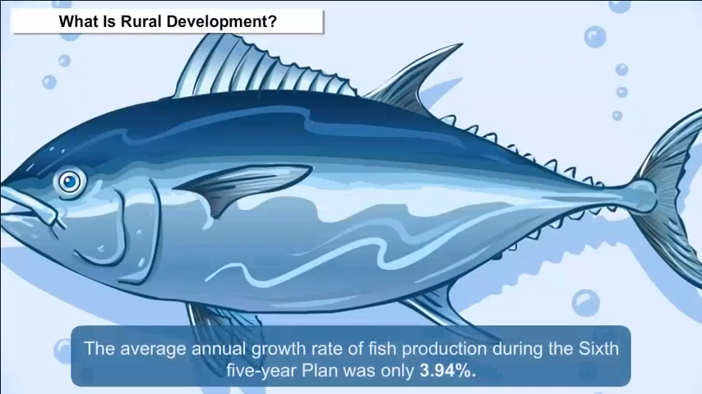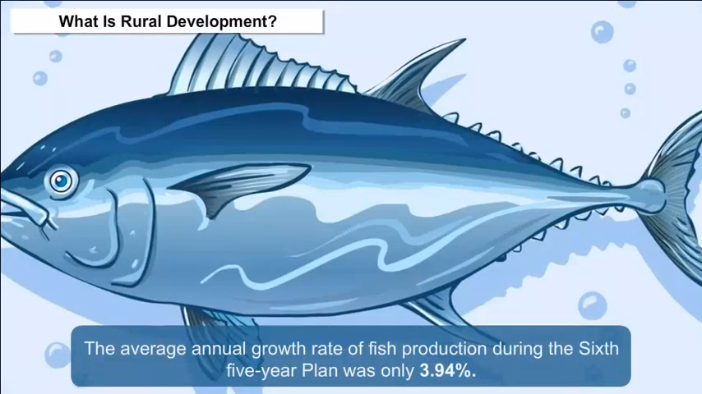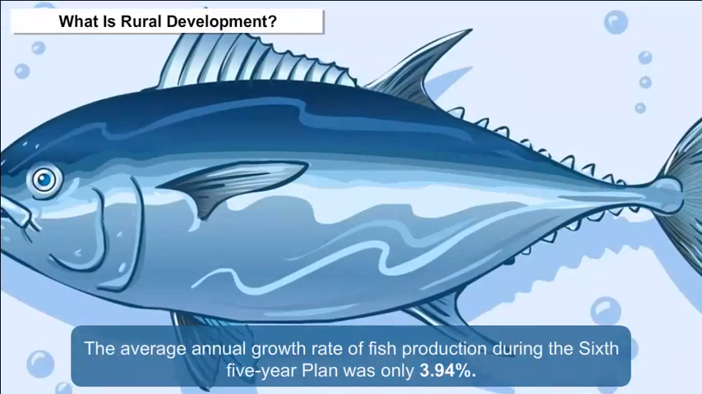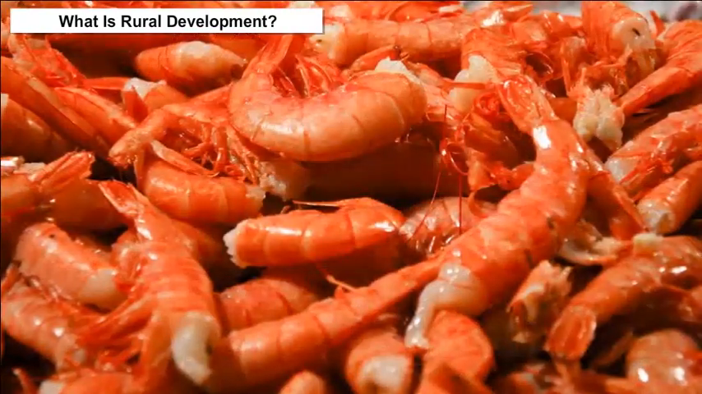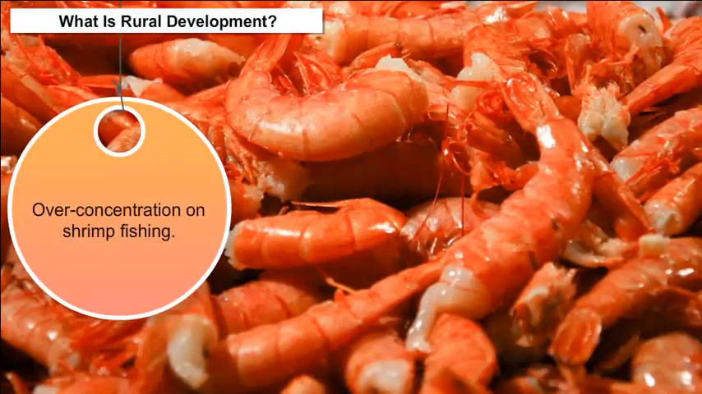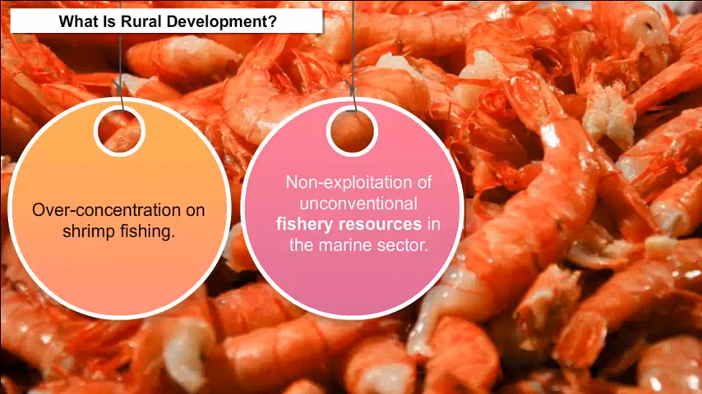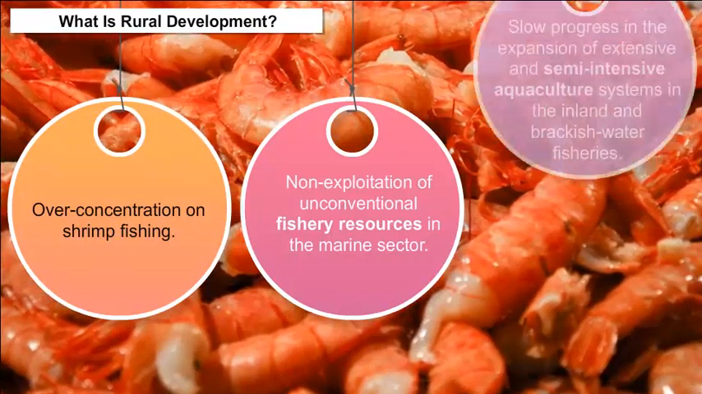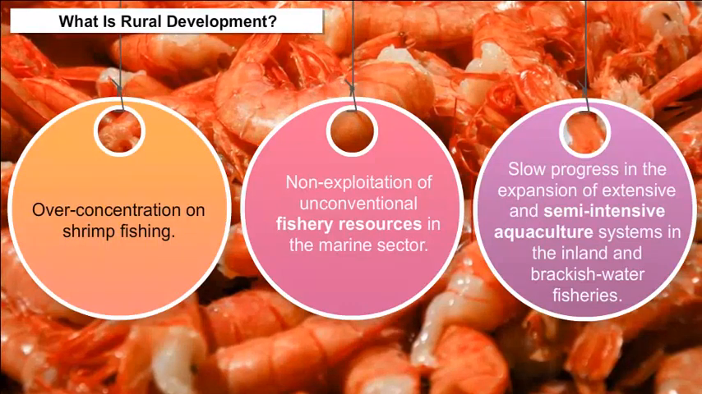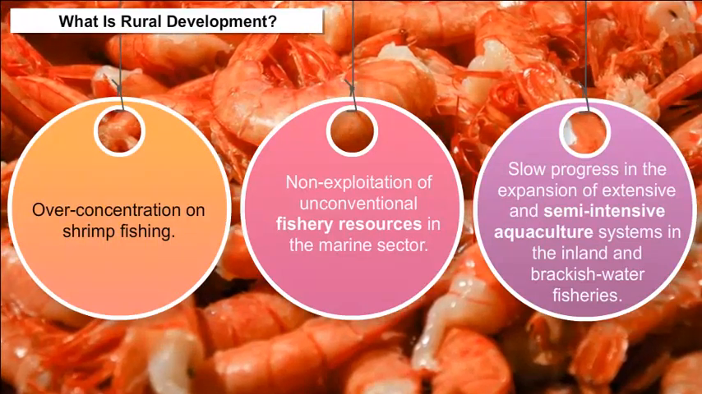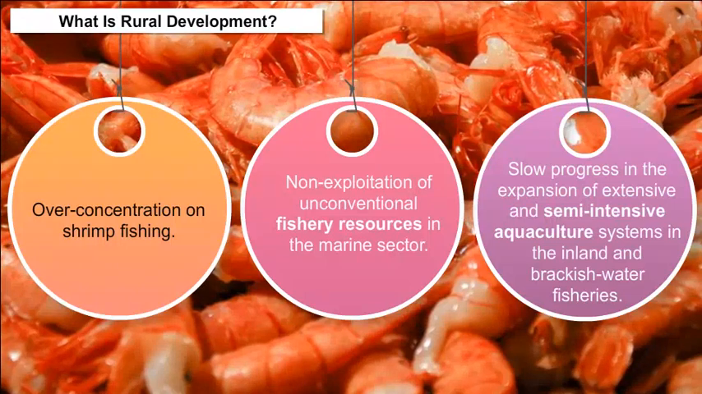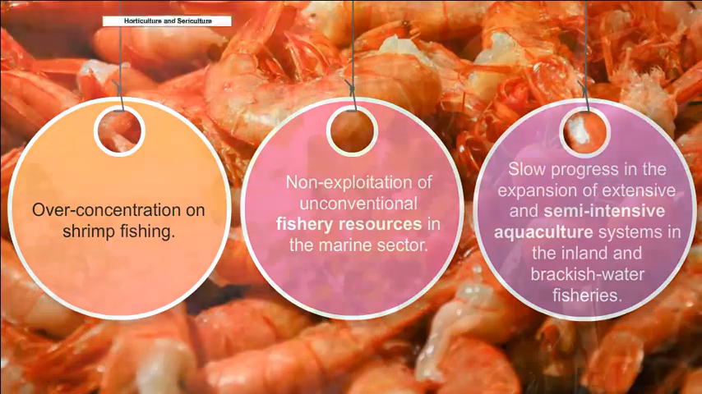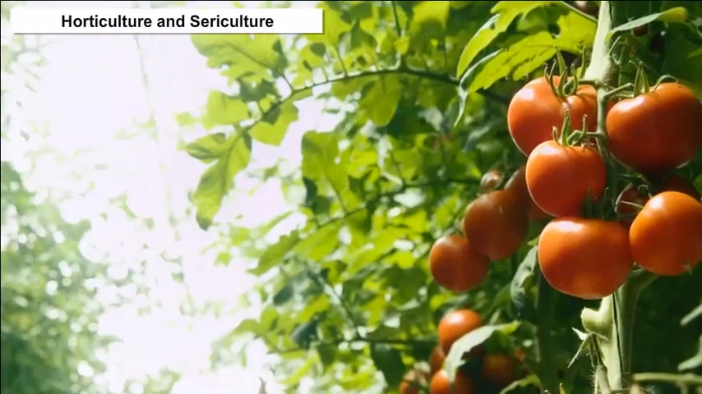The average annual growth rate of fish production during the sixth five-year plan was only 3.94%. The major constraints were over-concentration on shrimp fishing, non-exploitation of unconventional fishery resources in the marine sector, and slow progress in the expansion of extensive and semi-intensive aquaculture systems in the inland and brackish water fisheries. Horticulture and sericulture.